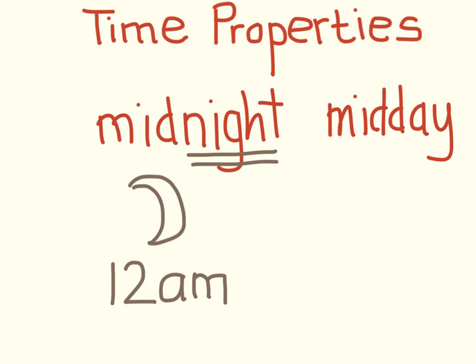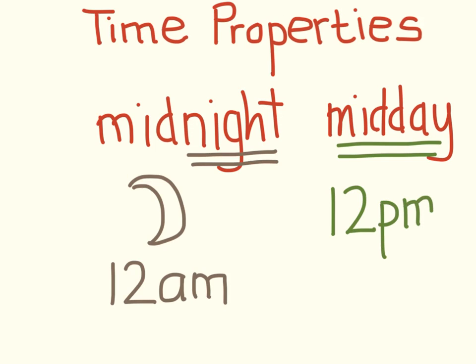Midday means it's the middle of the day. So therefore, it's when you would have your dinner, which is normally 12 p.m. and you need to think in this case of sunshine. The other thing to know is that midday can also be called noon, which is from afternoon.